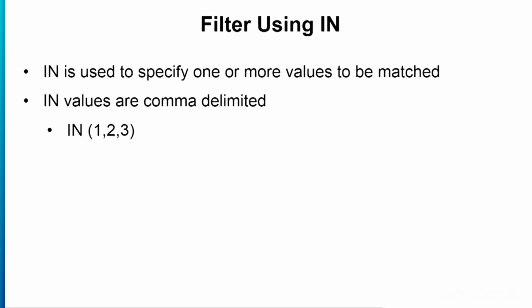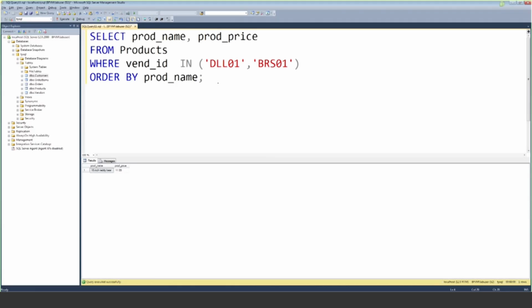And let me show you an example of how this would be used. Here, we're selecting product name and product price from products, where vendor ID is IN a list of two things. The first is a string, DLL01, and the second is a string, BRS01, and then it's ordered. And if I execute it, it works properly. Now, the truth is, this is exactly the same as if I would have used an OR instead. And if I replace that with an OR, the results will be exactly the same.